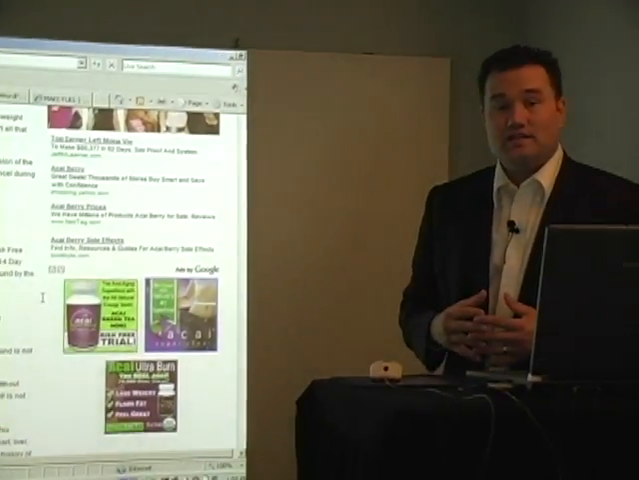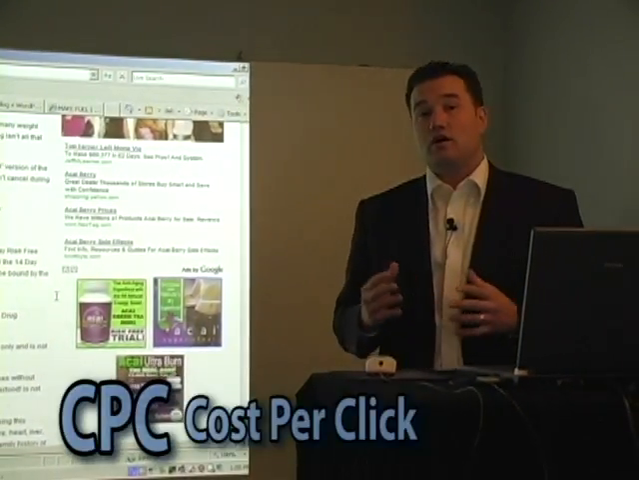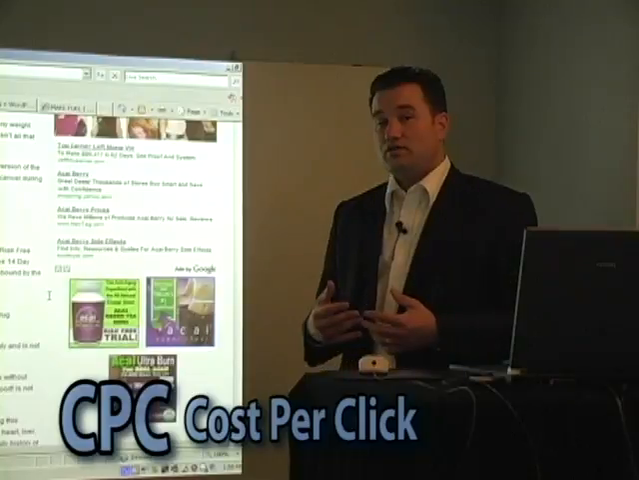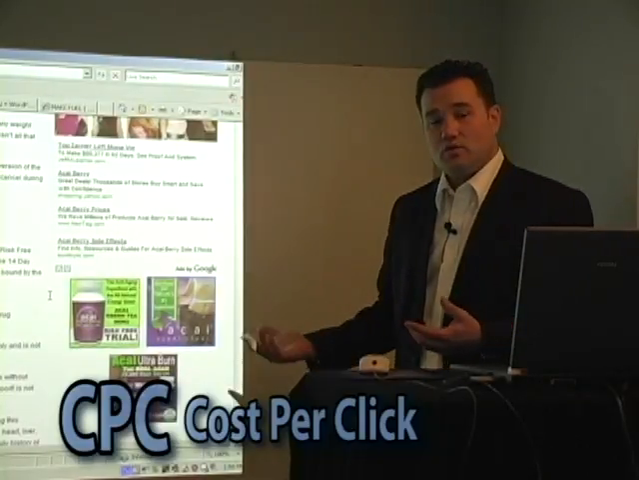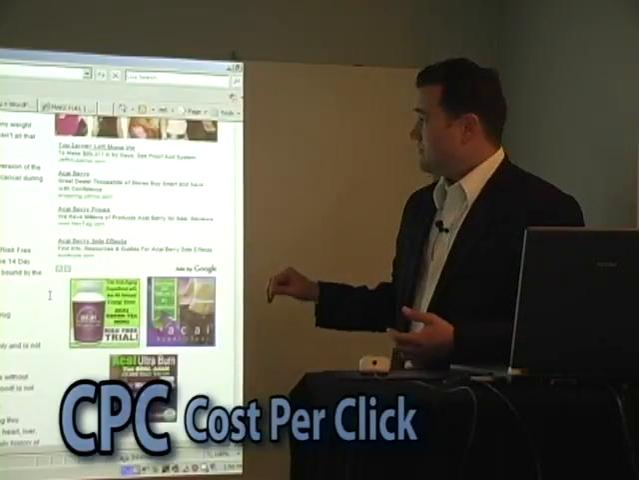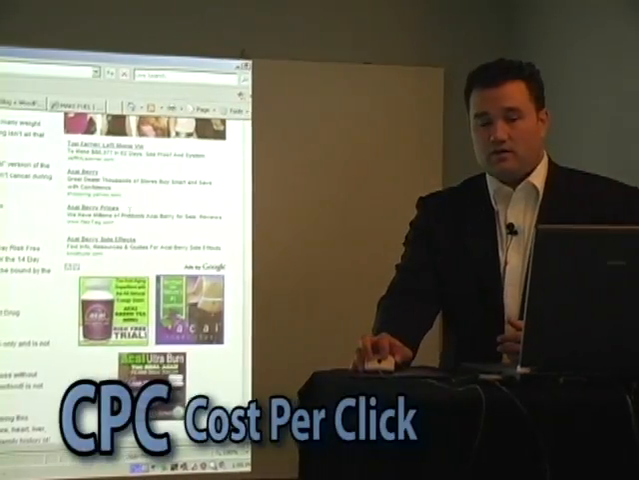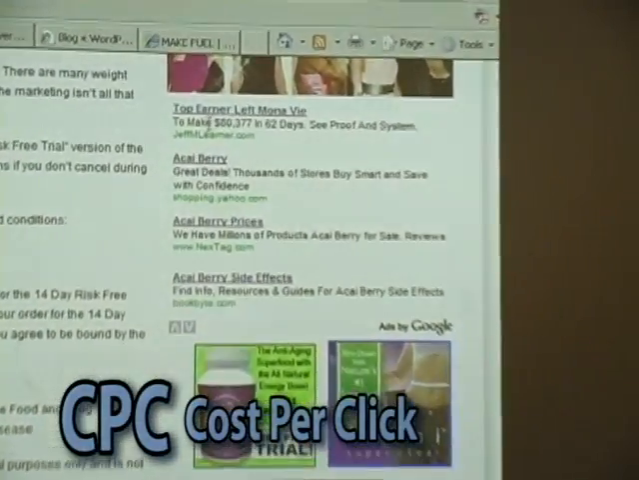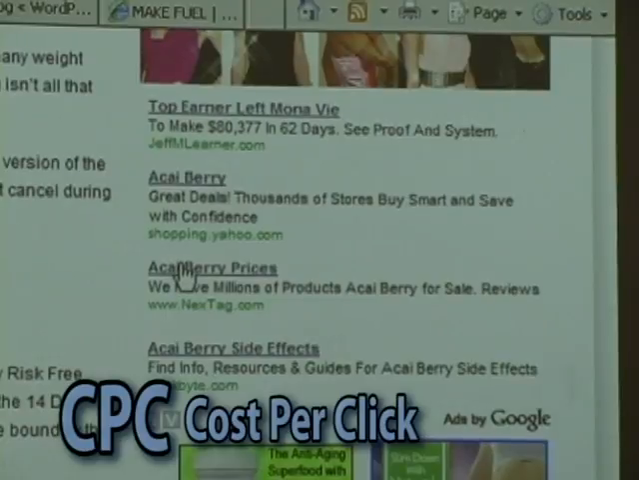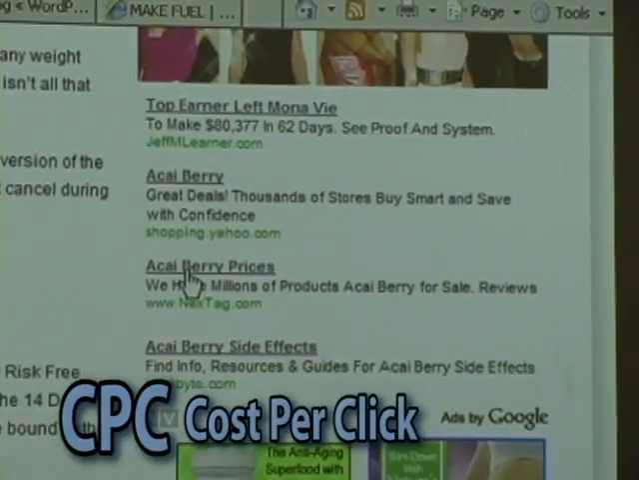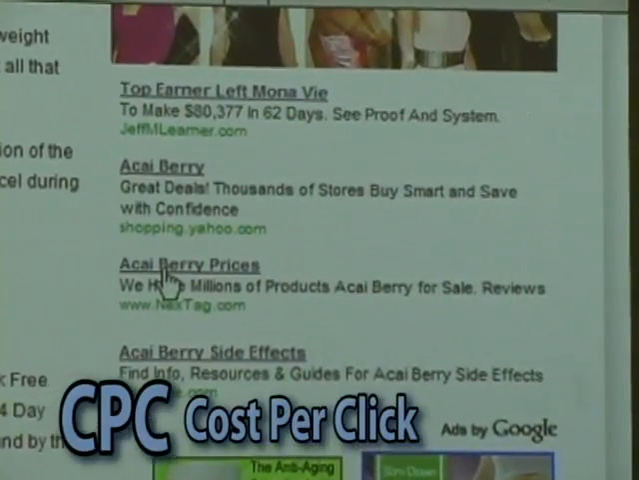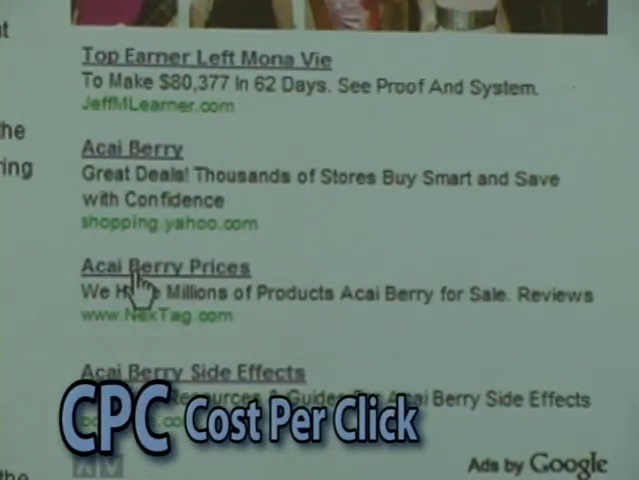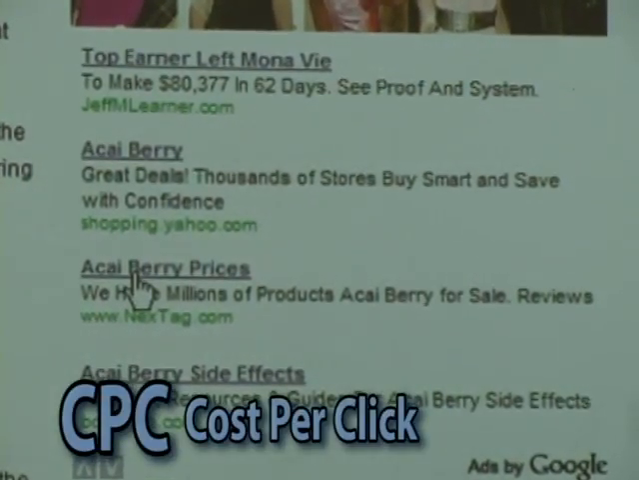The next one is CPC, which stands for cost per click. You can also see in the website that we're showing you here that we have several other types of ads. For instance, you see some Google AdSense ads here. If someone sees this ad, clicks on it, and goes to the next page that it redirects to, I get paid. I get paid for that click.